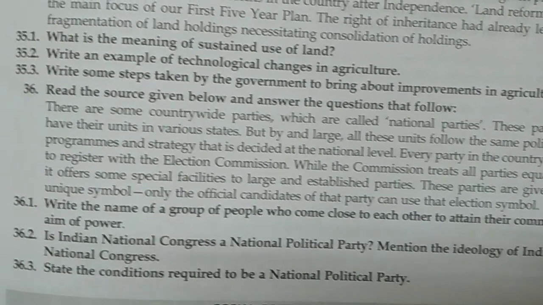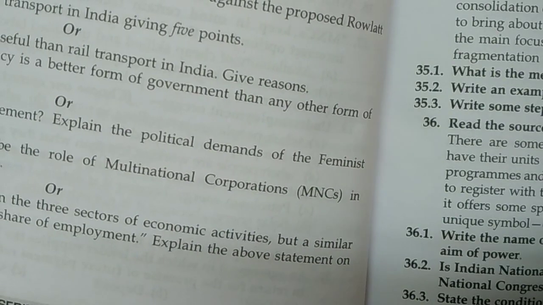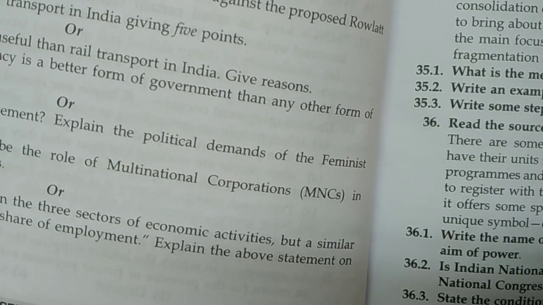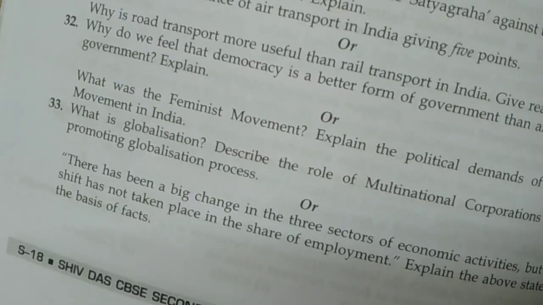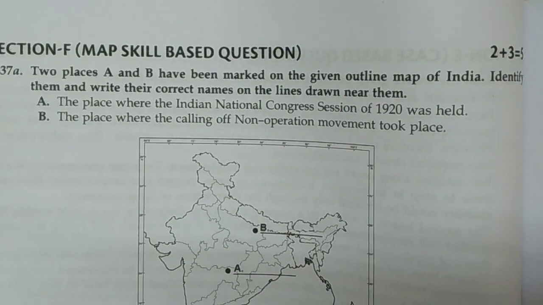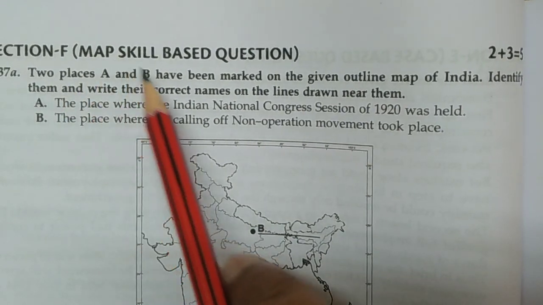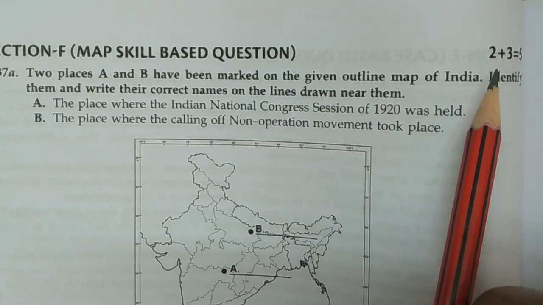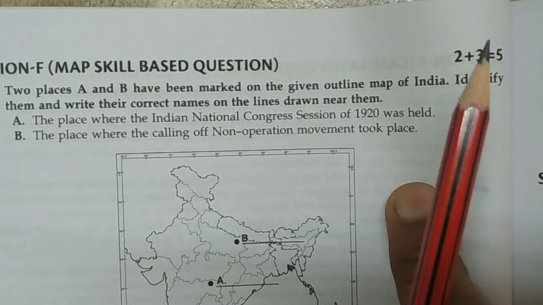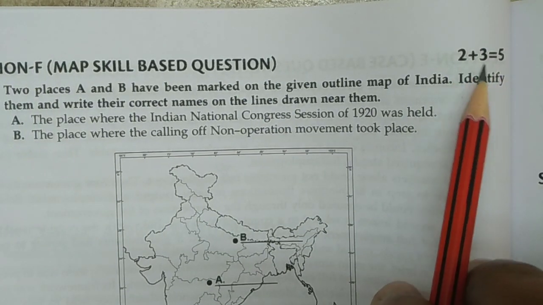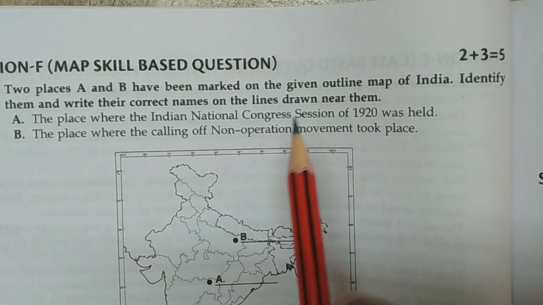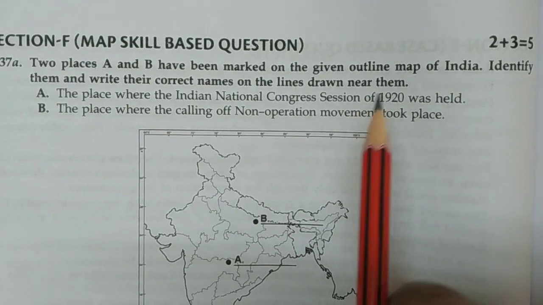Now the next questions are given on the next page. We have completed this case-based study, and now some questions are left here. They are map-based questions, so we can do these here properly. Section F is given here: map skill-based question. This question contains 2 plus 3 equal to 5, which means 2 questions from history and 3 questions from geography, which we have already discussed. Now let's start from here.